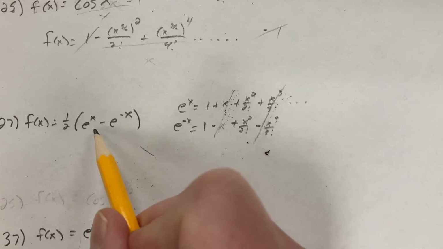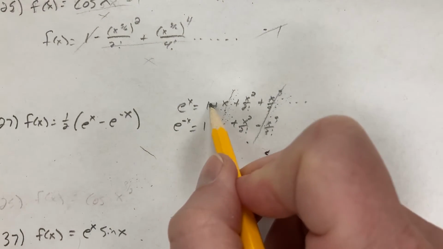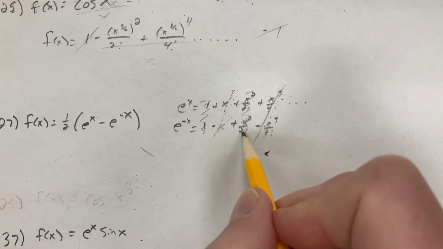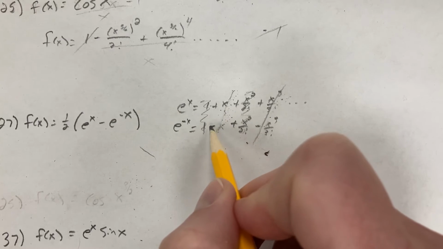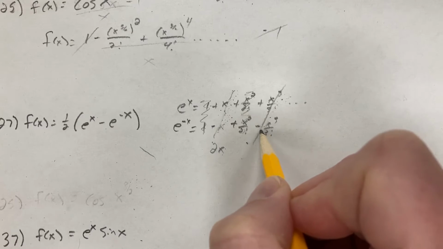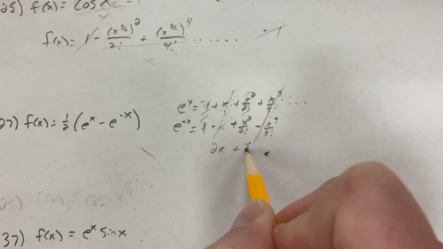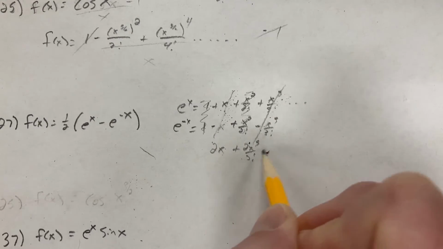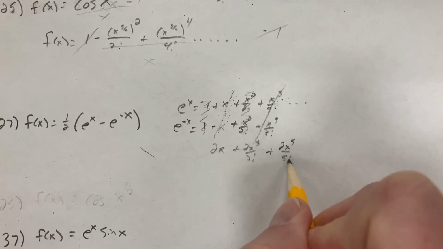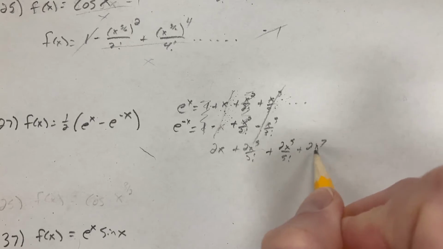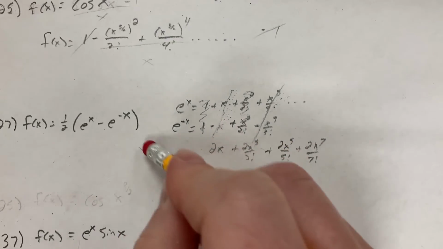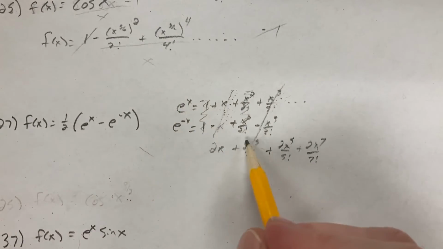So since I'm doing e to the x minus this minus this, the 1s actually cancel, the positives cancel, and I end up with x minus negative x, which is 2x, x cubed over 3 minus negative, so that's a positive 2x cubed over 3. And if we were to keep that going, I'm sure we'd have 2x to the 5th over 5, and 2x to the 7 over 7. So we get 2 of each of those going forward, but we're going to take half of that, and when you take half, all the 2's go away.